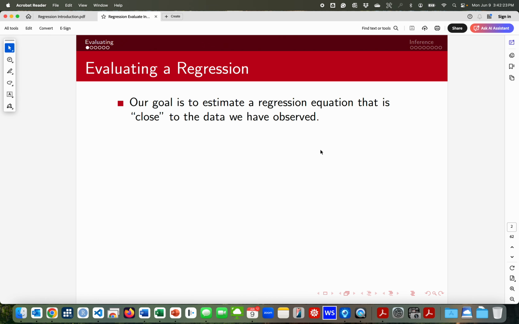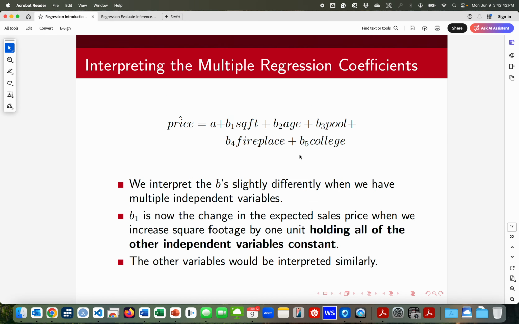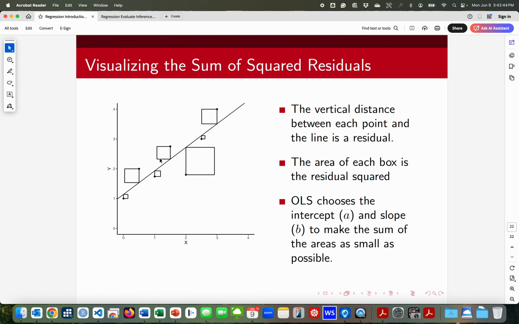So when we're evaluating a regression, our objective when we estimate the line is to estimate a line that is as close to the data that we've observed. And we defined close as the line that minimizes the sum of squared errors. So that's the objective that we set when we're using ordinary least squares. In this graph, these dots are observed points. The line is the estimated regression line.